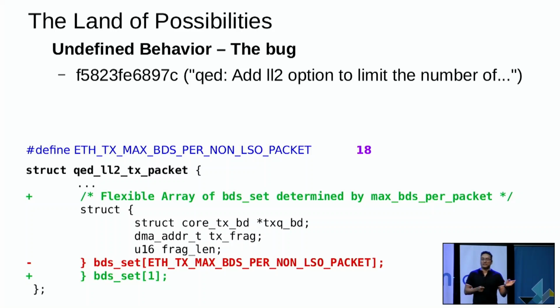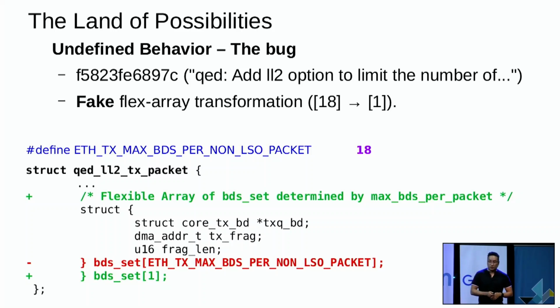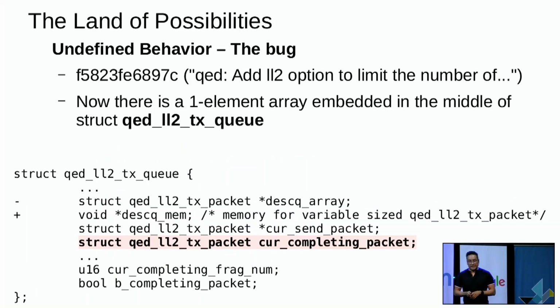So people decided to transform this into a one-element array, and they even added a comment, making explicit their intentions. So this was a fake flexible array transformation because they transformed it from 18 items to 1, right? And of course, that is a problem. That is something that we need to fix, because part of the change that introduced this bug is this code.